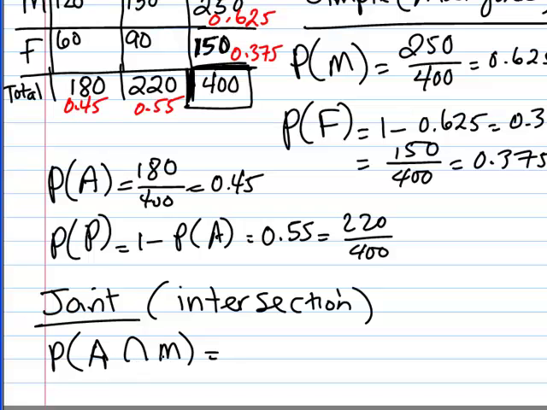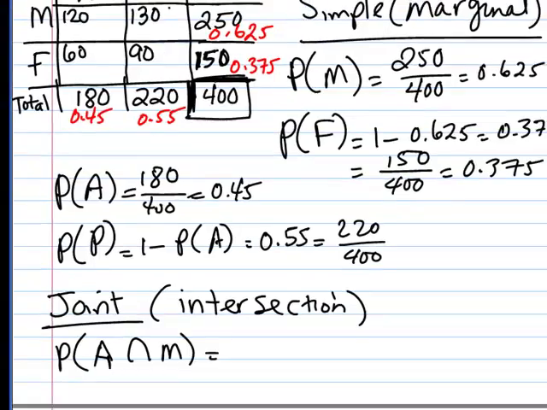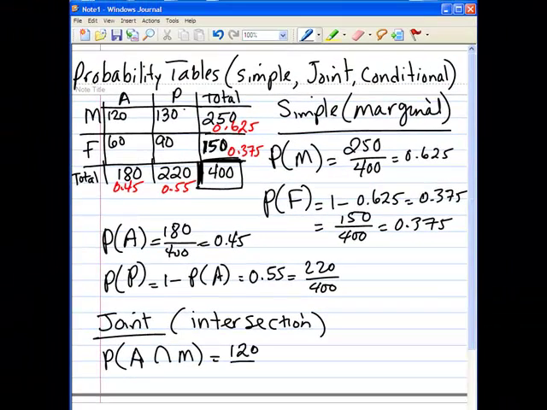A and M. So that is 120 people over 400, the overall total, and that is 0.3.